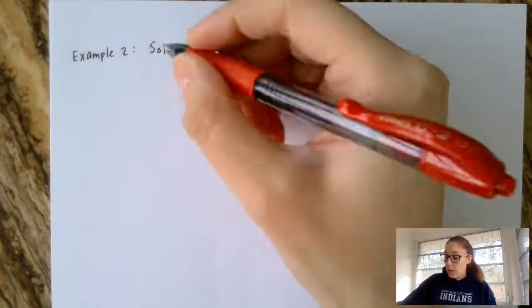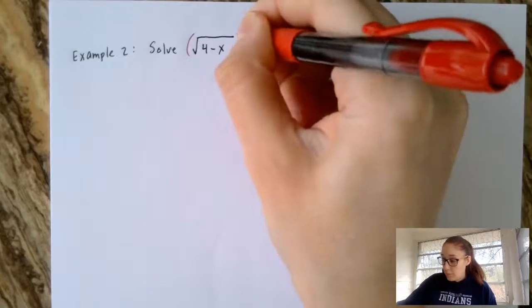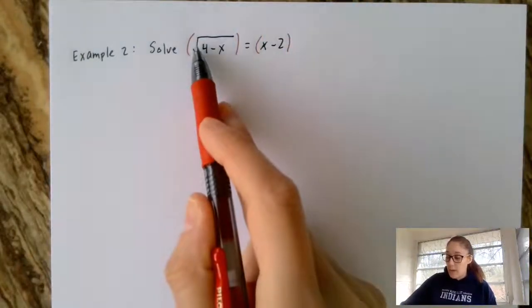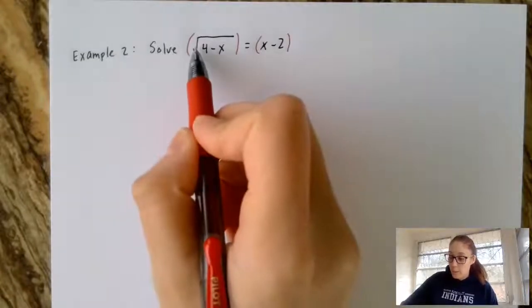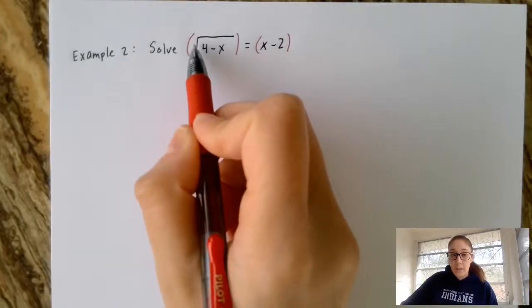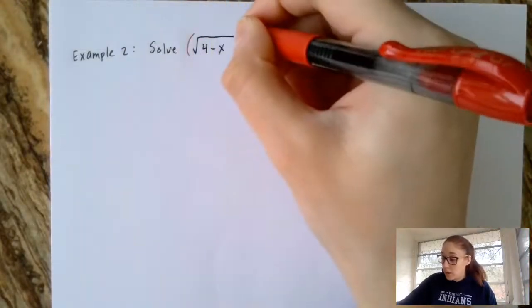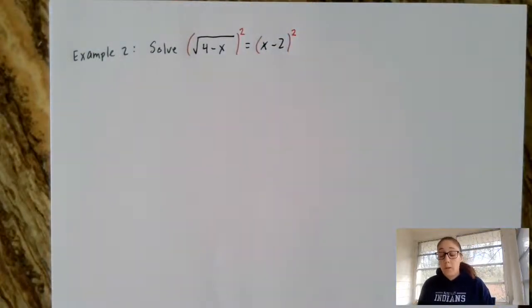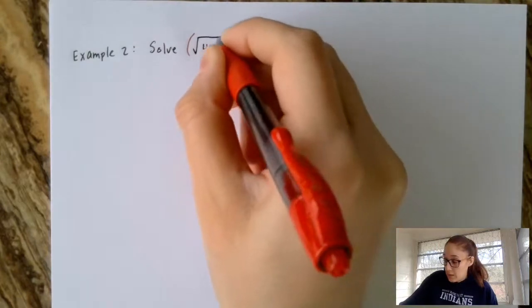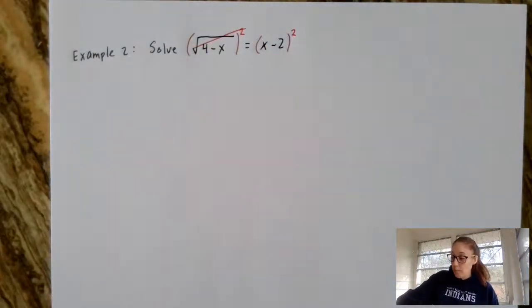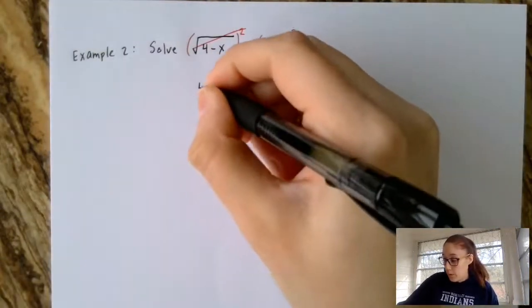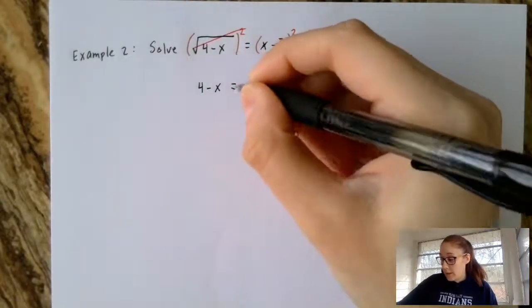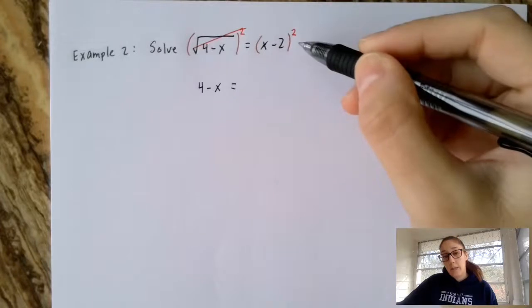So let's go ahead and raise both sides to a power that's going to get rid of that square root. Well, this is a square root, so the index, the little number here, is technically 2, so I'm going to raise it to that same power. Okay, so now these two things cancel, and what I'm left with is 4 minus x, because that didn't cancel out, and here x minus 2 squared.